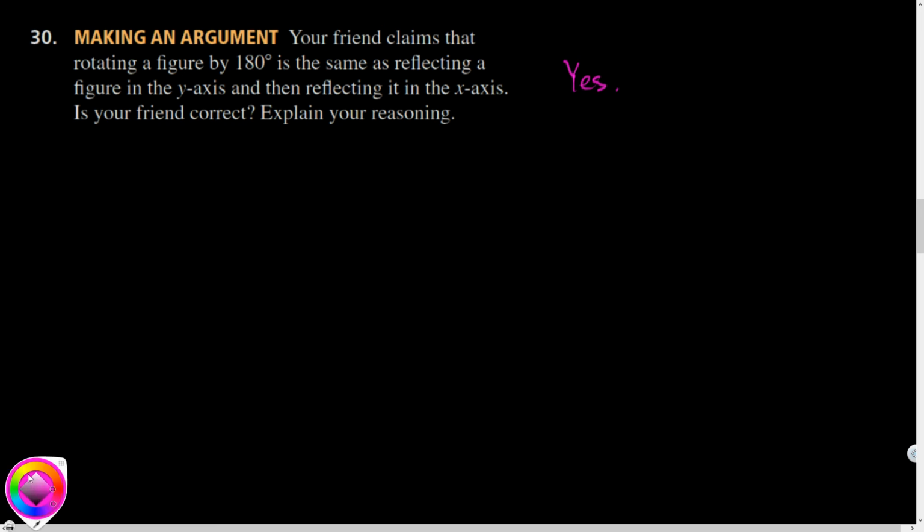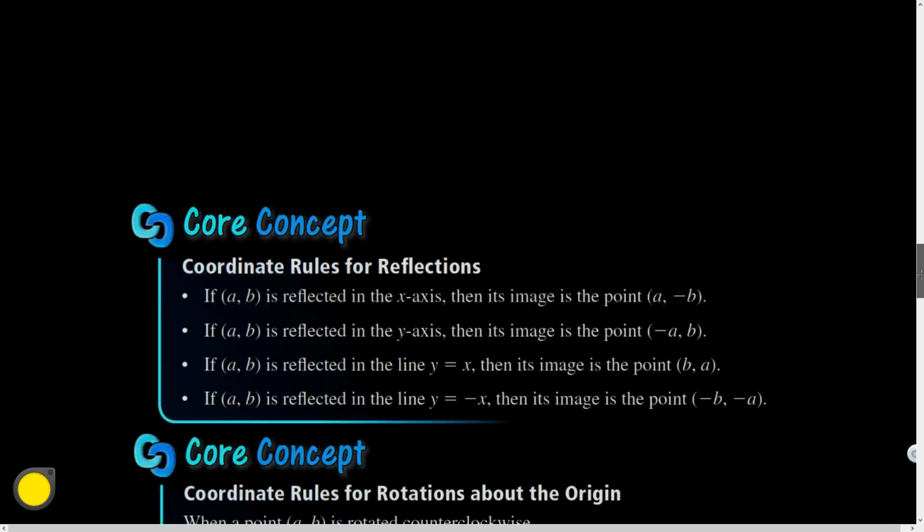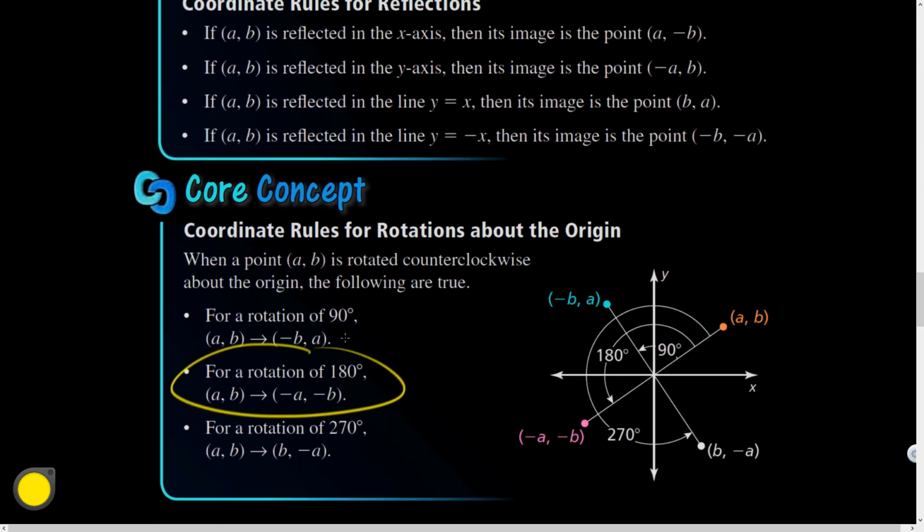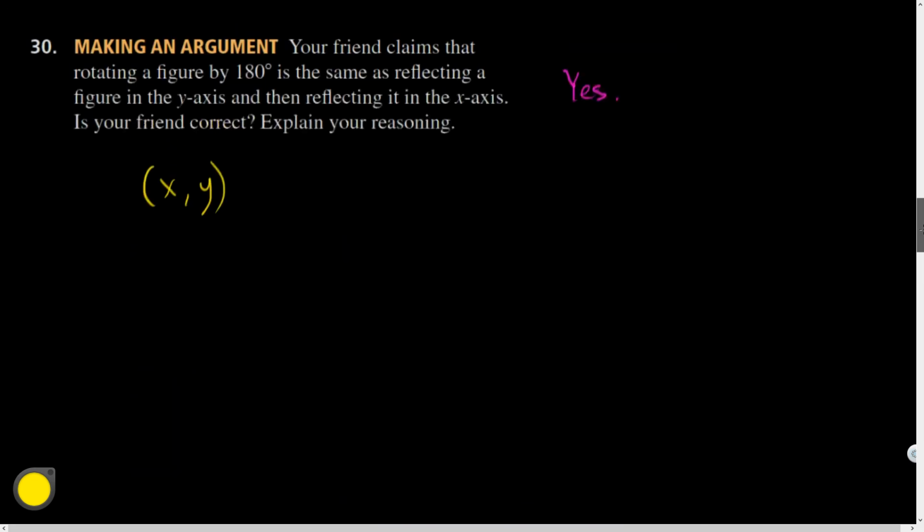Let's say I start with the following arbitrary point, we'll call it x, y. Okay, they tweak it sometimes. So let's see, a 180-degree rotation is the same as opposite of A, opposite of B. So that would become opposite x, opposite y. So this would have been the rotation version.